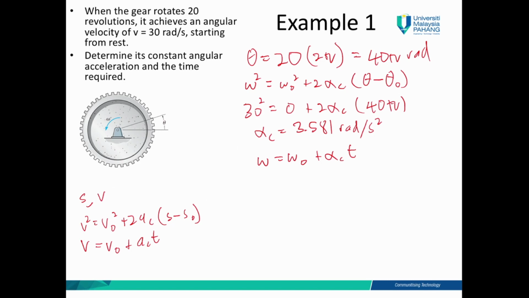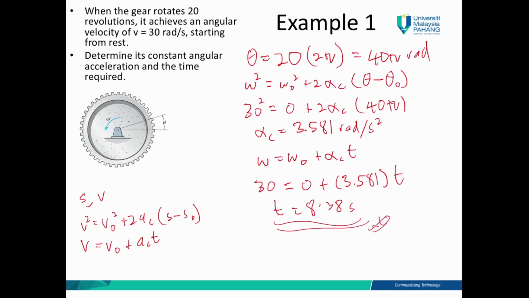So you already know the ω0 is 0. So to get 30 radian per second, 30 equals 0 plus 3.581 t. So solving for t, you should get 8.38 seconds. So this is how you solve the angular movement problem, which is quite simple.